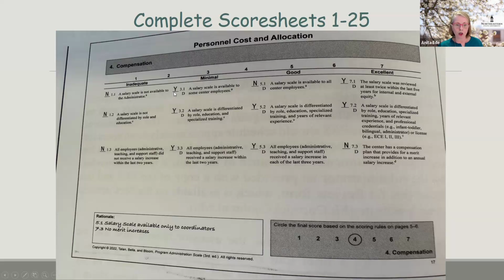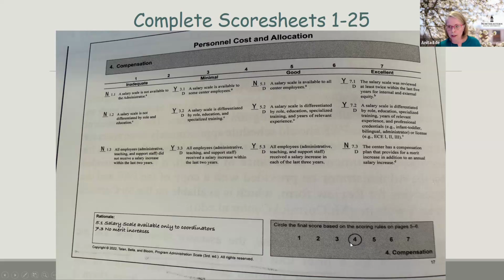But we can't do that. These are all rated yes. A score of 4 is given when all indicators under 1 are rated no, all indicators under 3 are rated yes, and at least half of the indicators under 5 are rated yes. And you'll notice 2 of these are rated yes, 1 is a no, so that's why we go to 4. And the 4 is circled.